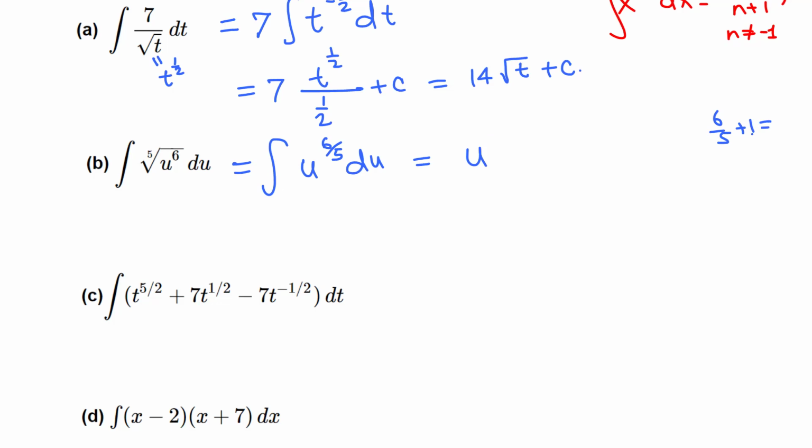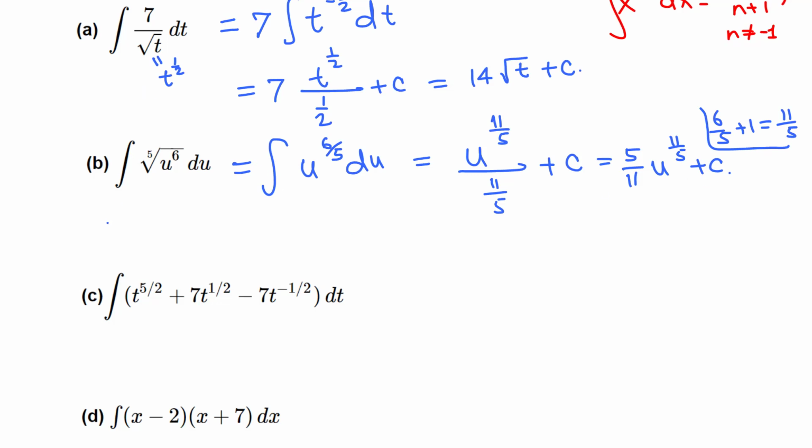6 over 5 plus 1. 1 is 5 over 5. So 6 over 5 plus 5 over 5 is 11 over 5. So u raised to 11 over 5 divided by the same thing, 11 over 5, plus c. The best we can do is bring it to the top. So 11 over 5 in front means 5 over 11, u raised to 11 over 5 plus c.